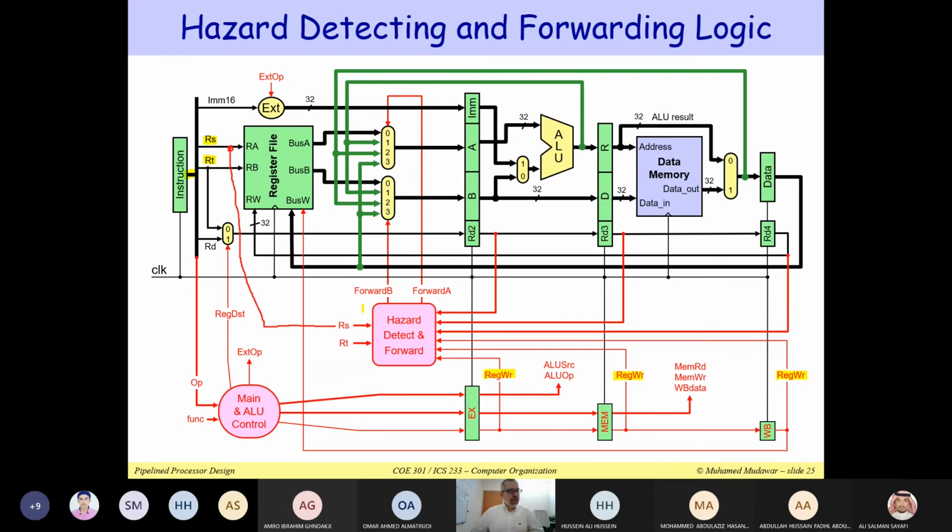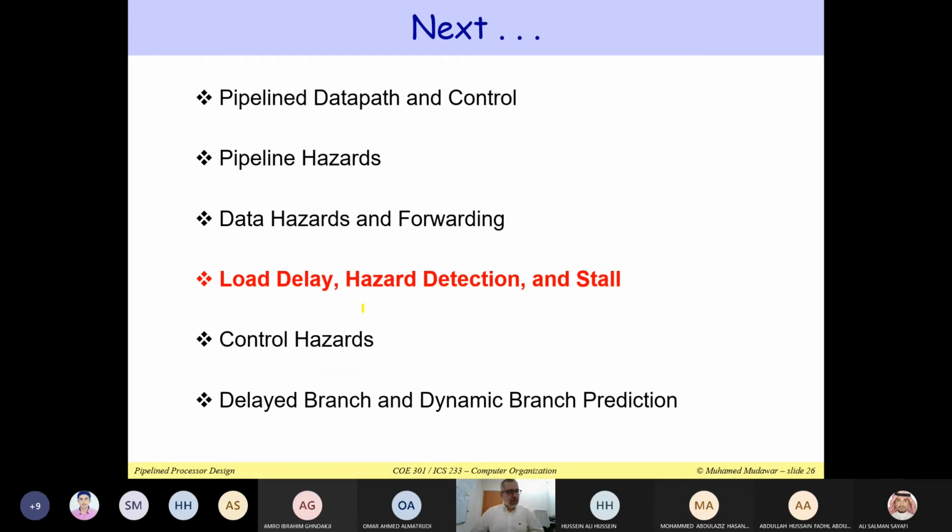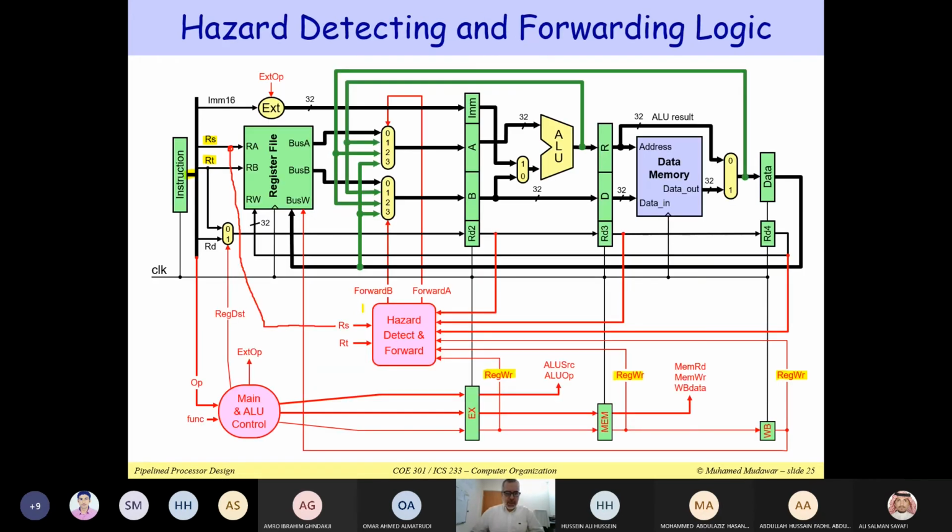Okay, so let us move on to the next topic. Now, does this solve all the problems? Does forwarding really solve all the data dependencies? Do we still have some problems which are unsolved? What do you think? Does it handle all the cases?